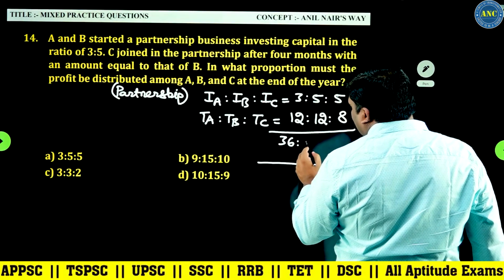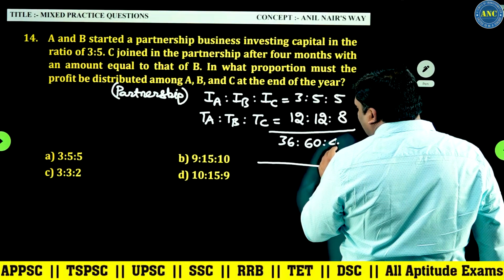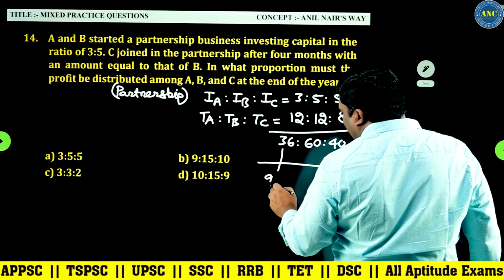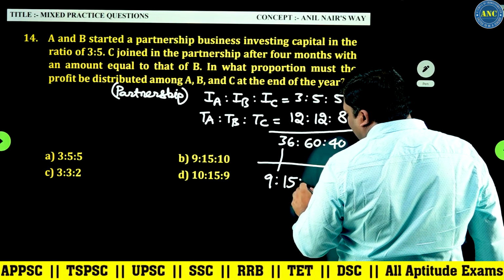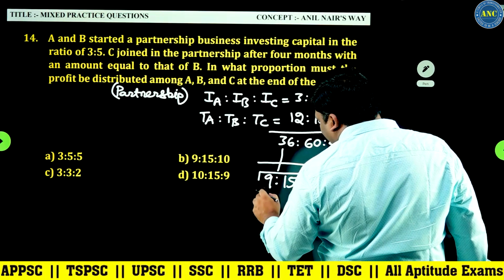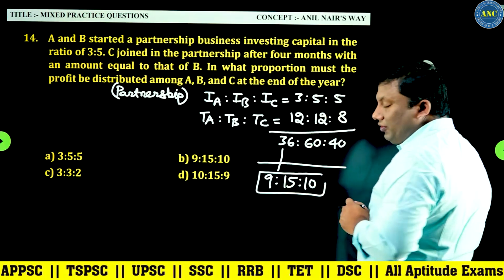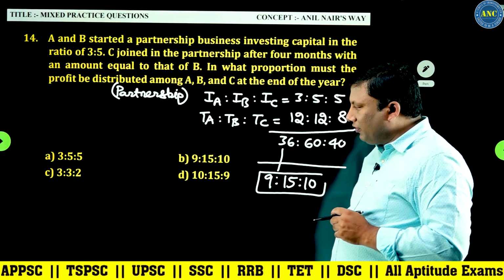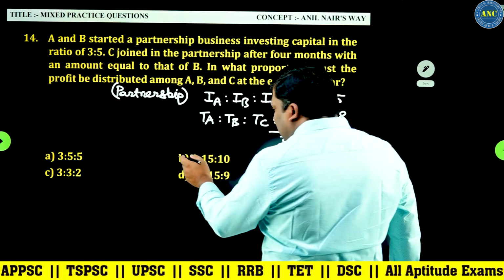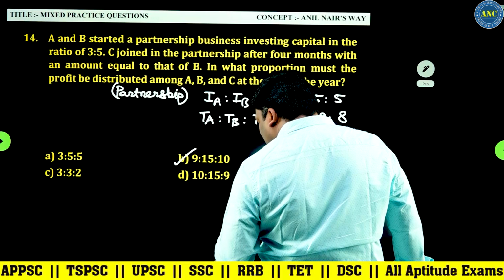3 12s are 36. 5 12s are 60. 5 8s are 40. 4 9s are 36. 4 15s are 60, 4 10s are 40. What is the answer for this question? 9 is to 15 is to 10. Option B is the right answer.